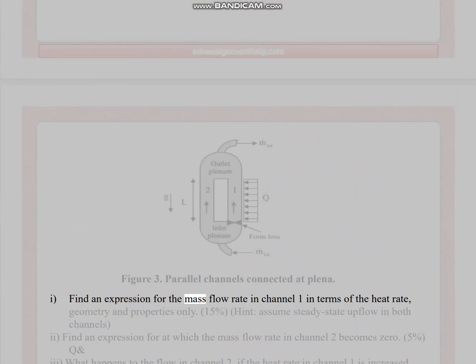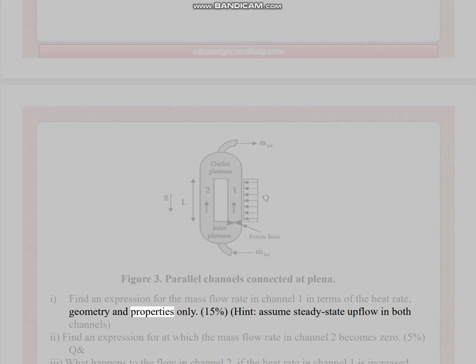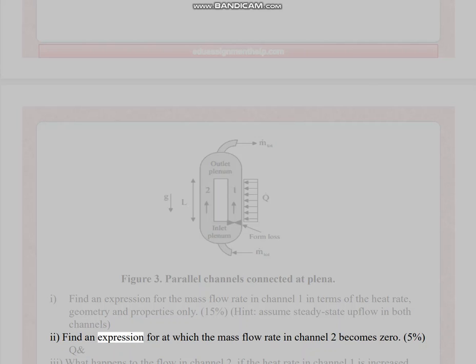1. Find an expression for the mass flow rate in channel 1 in terms of the heat rate, geometry, and properties only. 15%. Hint: assume steady-state upflow in both channels. 2. Find an expression for Q at which the mass flow rate in channel 2 becomes 0.